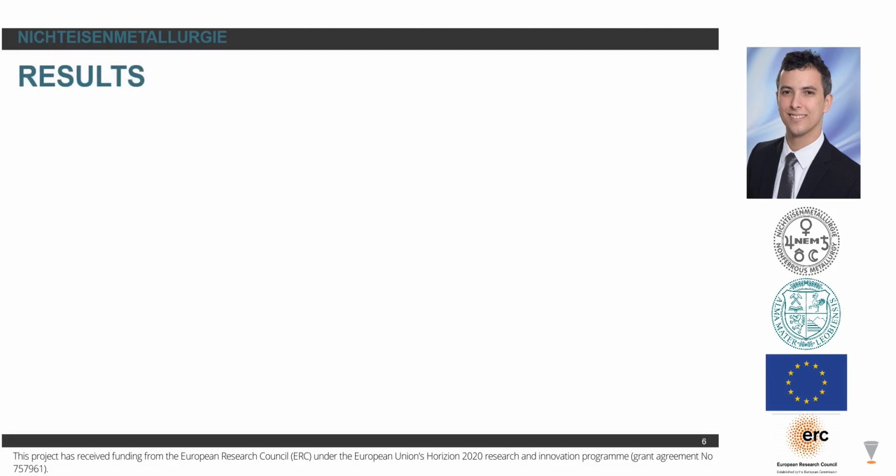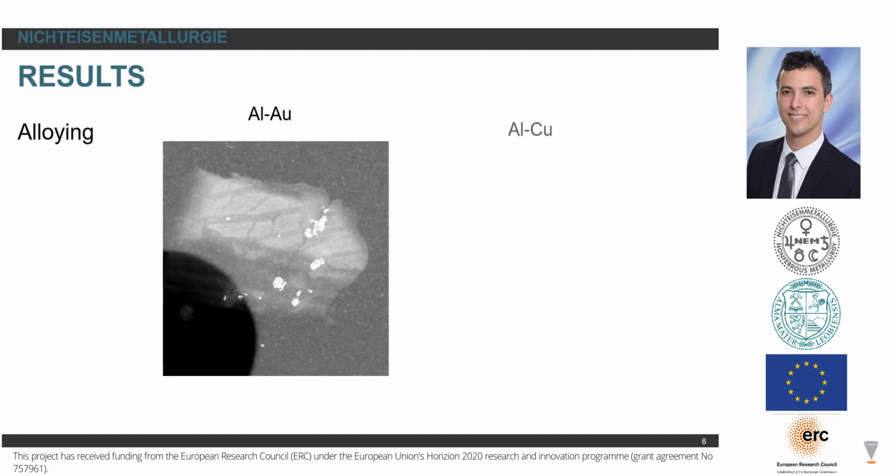talking about alloying. The alloying of aluminum copper and aluminum gold occurs differently. As you see here, for aluminum gold, we have a subtle transformation.